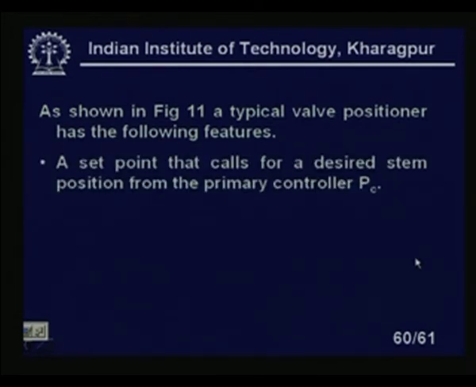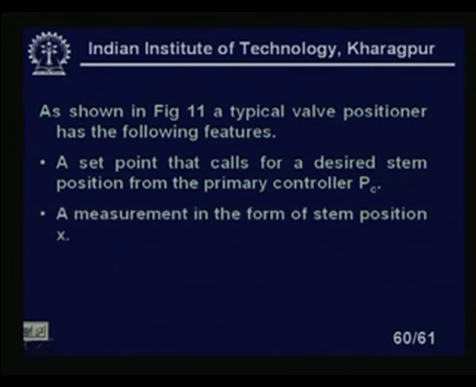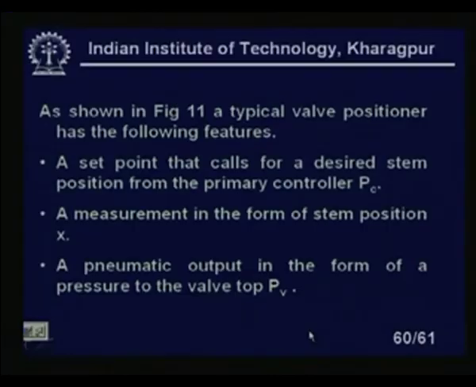Let us look at a set point that calls for a desired stem position from the primary controller PC, okay. A measurement in the form of stem position x, okay. So, these two will be compared, PC will be compared with x in the valve positioner. Accordingly, it will generate a control signal PV, which will go to the diaphragm of the control valve. A pneumatic output in the form of a pressure to the valve top, PV will go, okay. This will give the proper position of the control valve.